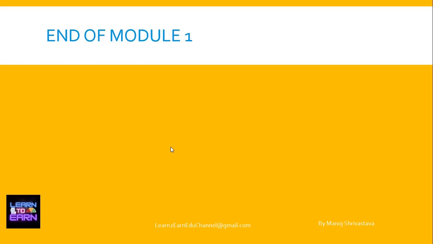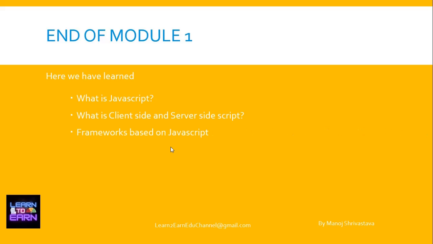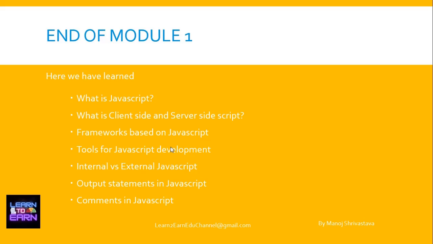So here we come to the end of our module 1. In this module we have learned what is JavaScript, what is client-side and server-side script, frameworks based on JavaScript, and the tools we require for JavaScript development. We have also seen internal versus external JavaScript, output statements in JavaScript, and also the comments in JavaScript. So join me in the next module. Thank you.